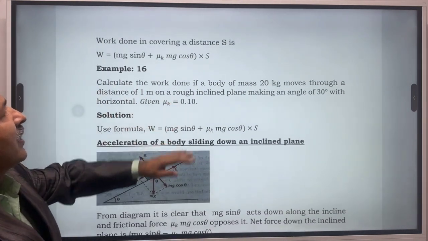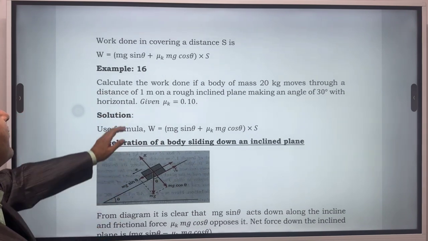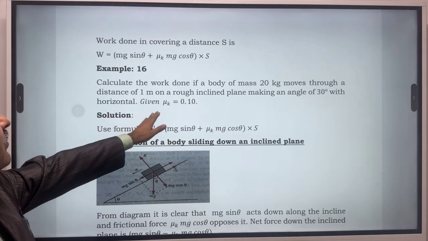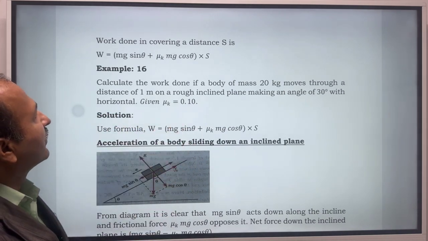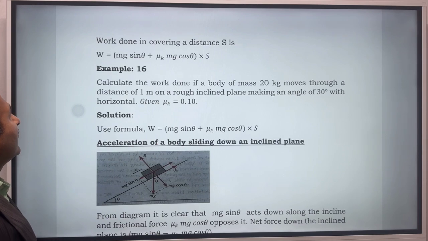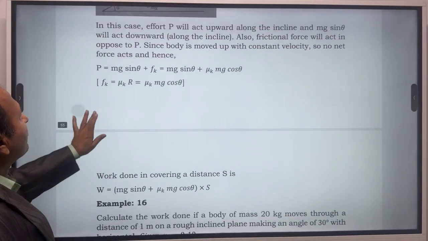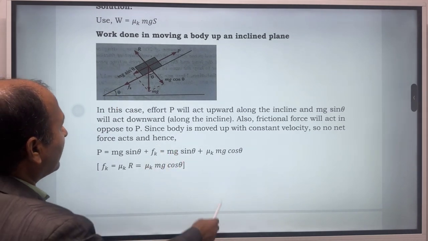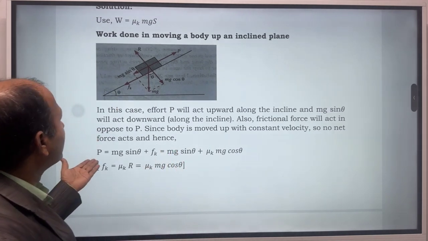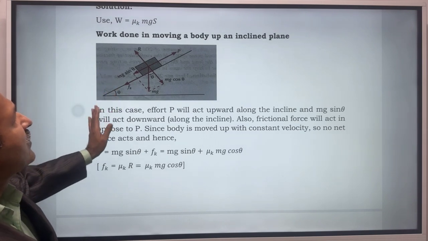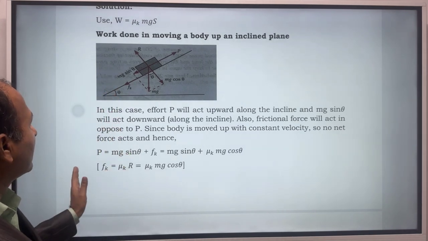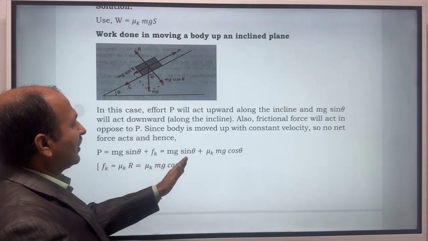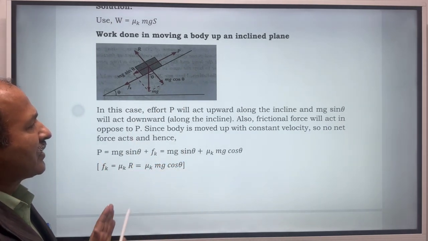Calculate the work done if a body of mass 20 kg moves through a distance of 1 meter on a rough inclined plane making an angle of 30 degrees with the horizontal, given mu k equal to 0.10. So it is again simple, as you have seen in this case, work done. So this total we have taken into consideration because here we have assumed that there is no net acceleration. If there is net acceleration in this direction, in that case P minus mg sin theta minus mu k mg cos theta will have a certain value.